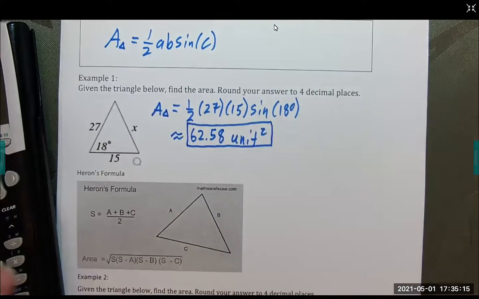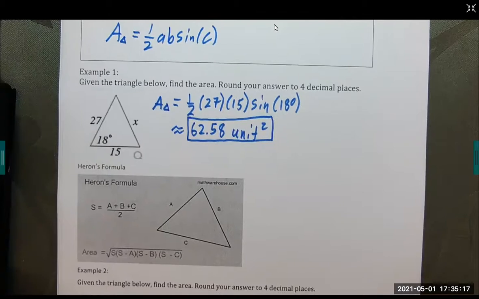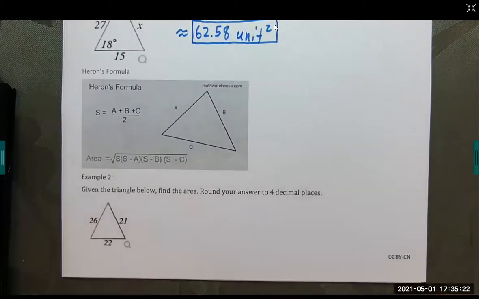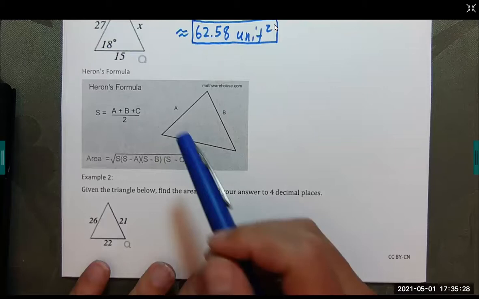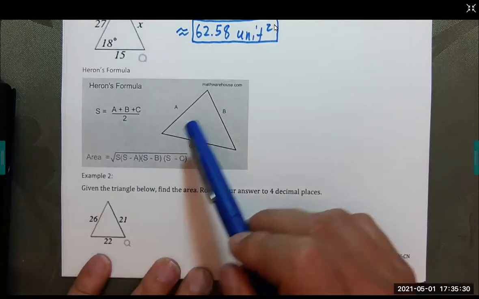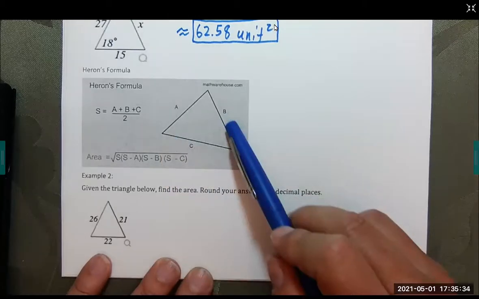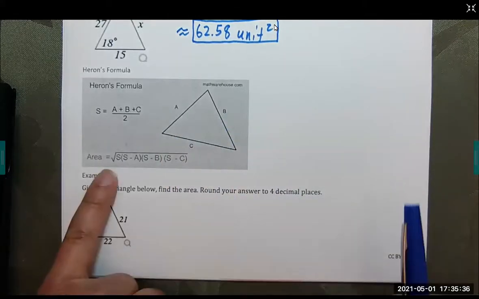So that's one way to find area of a triangle. The other way is using something called Heron's formula. Heron was an ancient Greek mathematician, and basically we have this S here. S is what's called the semi-perimeter. It's you add up all the sides and divide it in half. And so the area of the triangle is actually right here.